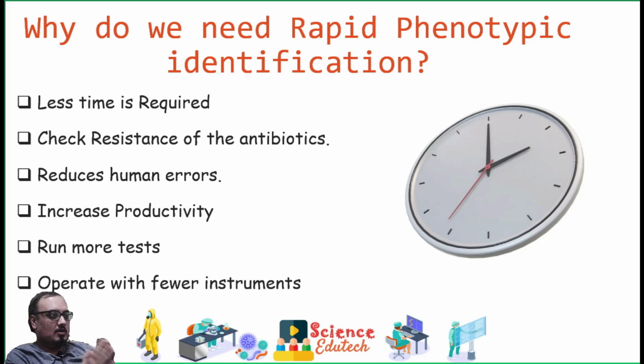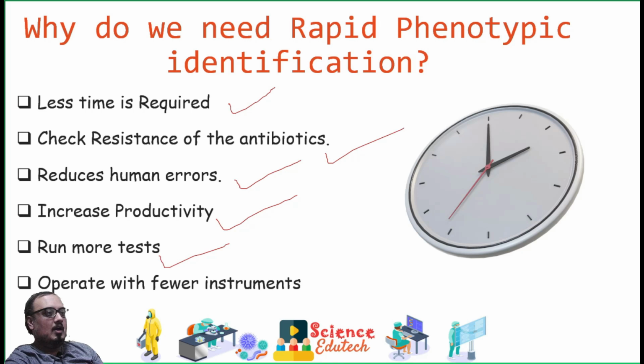So, to summarize some points on why we need rapid phenotypic identification: less time is required, it checks resistance to antibiotics, reduces human errors, increases productivity, allows more tests in less time, and operates with fewer instruments.